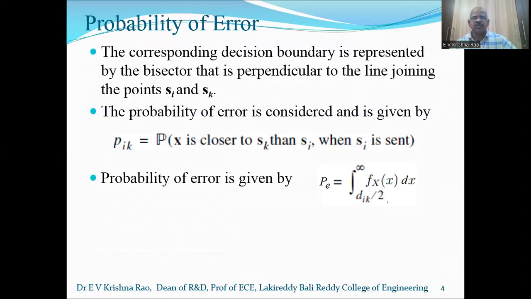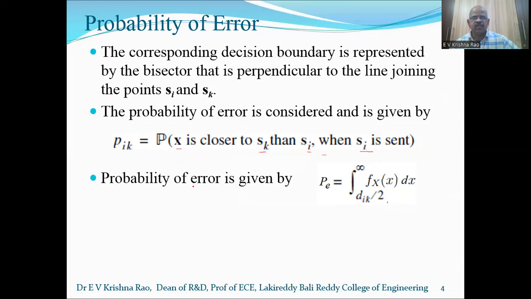So we would like to measure or estimate the probability of error in the decision making at the receiver. Whenever si is transmitted and the received signal is closer to sk, like s1 is transmitted and the signal is received closer to s2, that is an error. So the probability of error is measured as the probability that the received vector x is closer to sk when si is sent. That is what we would like to find.